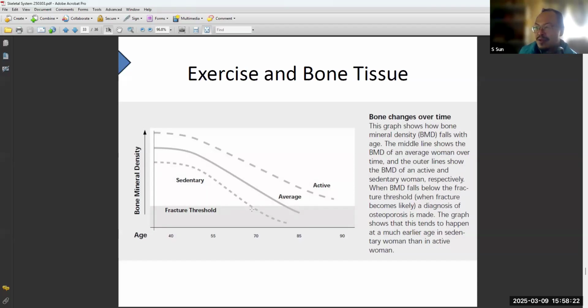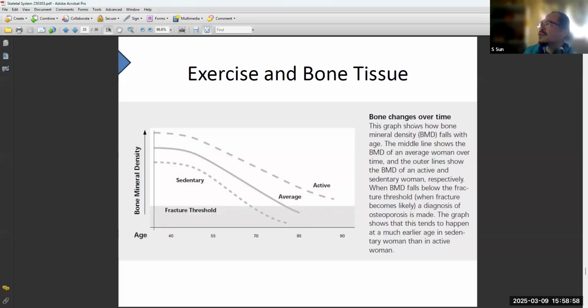So how do you improve it? How do you prevent it, or delay this bone mineral density decline? The way to do it is exercising. Here it shows that on average it decays, but if you don't exercise, you will reach that fracture threshold more quickly. If you exercise more, you will prevent reaching the fracture threshold.